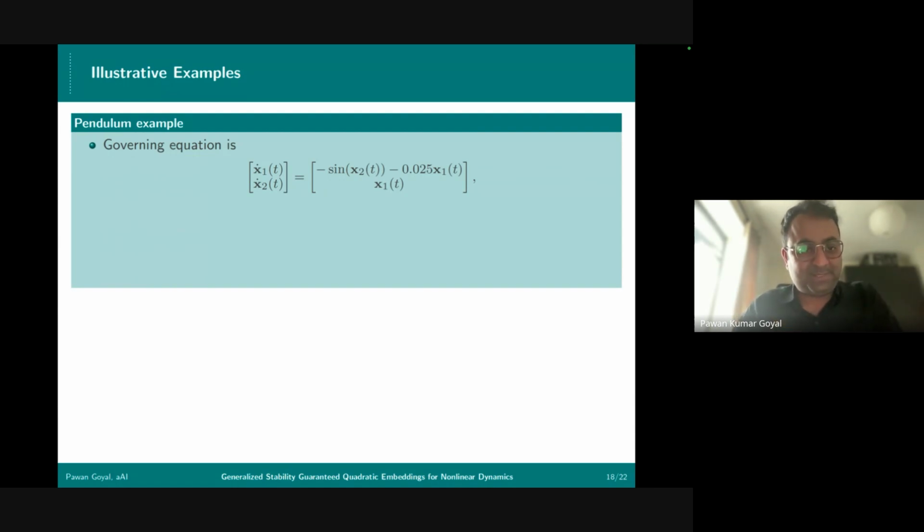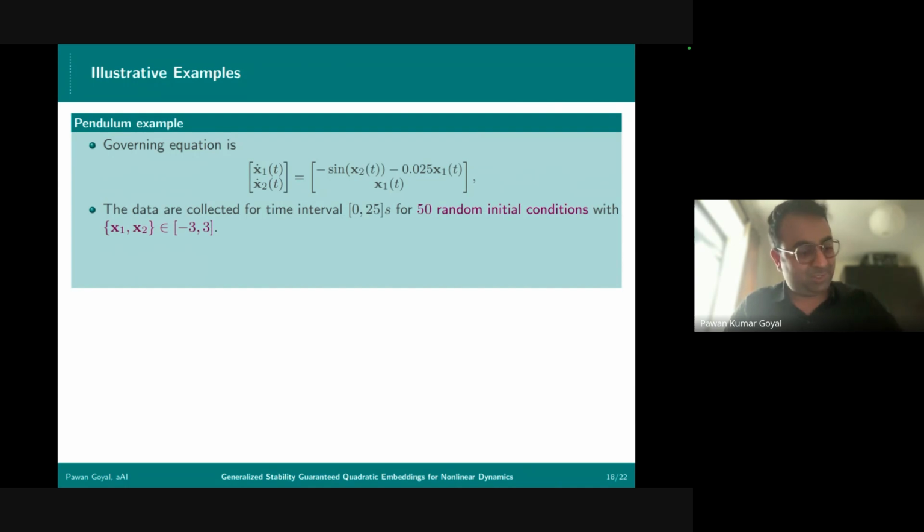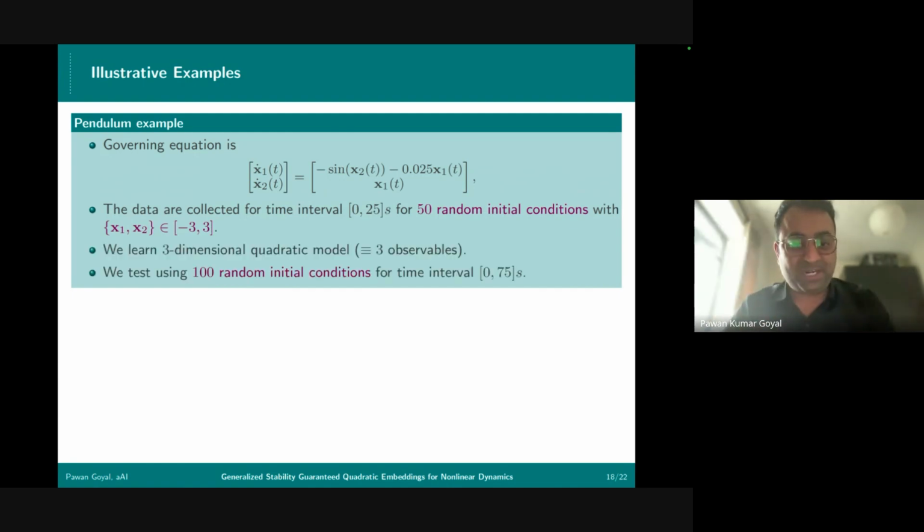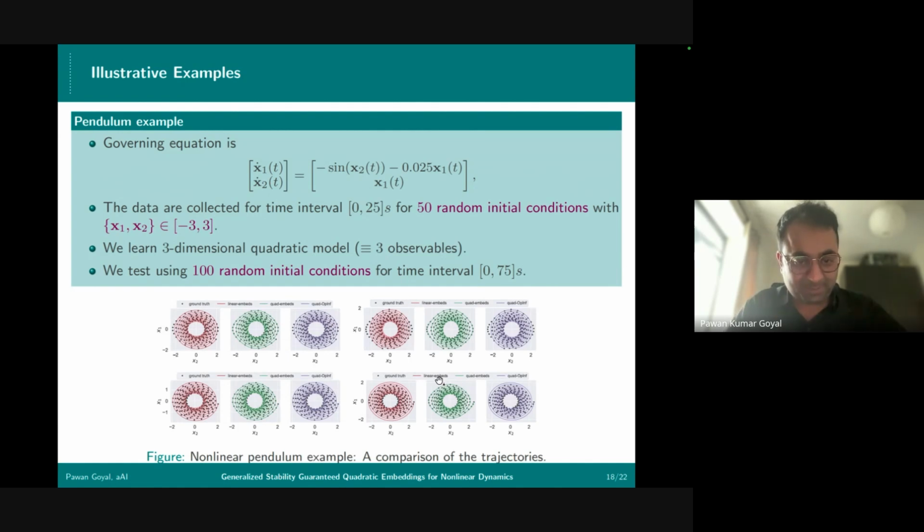Let's look at how it works. Basically, the first example is a pendulum example, and I'm just going to quickly walk you through some of the results. We check 50 random initial conditions over a time interval 0 to 25, and we choose the position and the velocity of the pendulum randomly. This is a 2-dimensional system. We lift to a 3-dimensional system and then try to learn a latent representation for these equations, also enforcing the stability. And we do the prediction not only for 25 seconds, but 75 seconds, so much further ahead in time. So this is what you can look at, and maybe it's not super easy to see, but I will walk you through. There are some examples out of 100 testing cases.